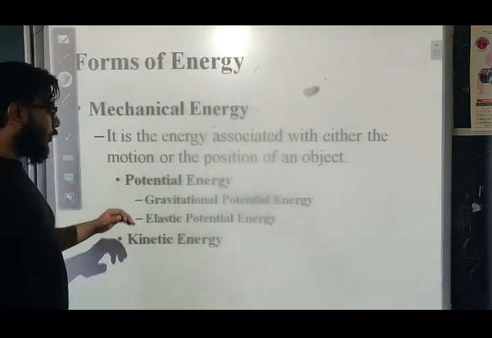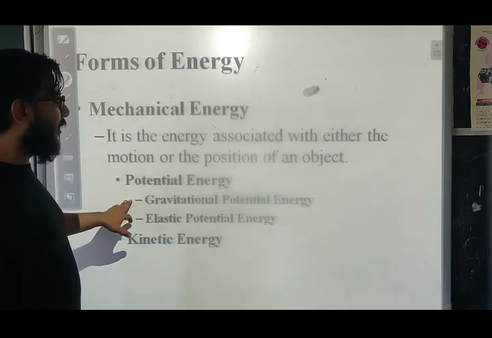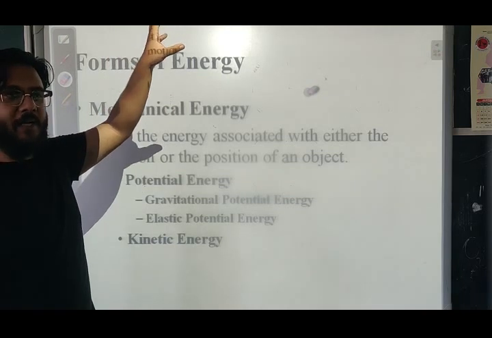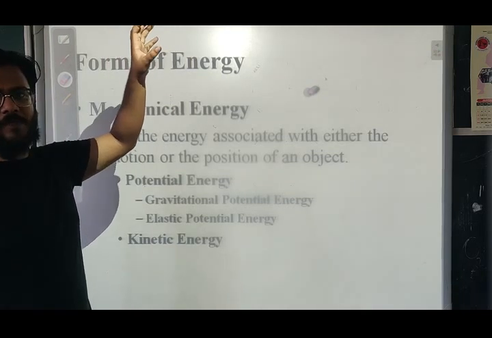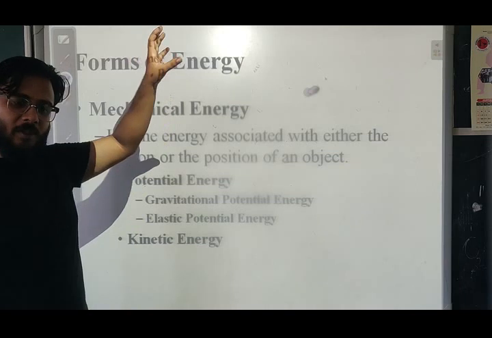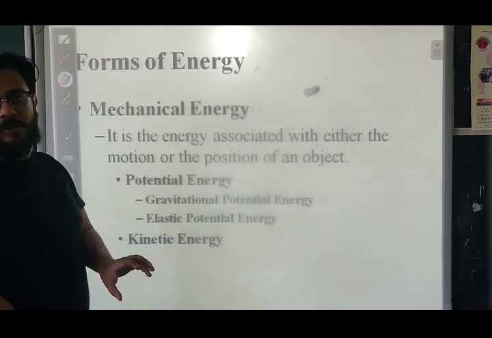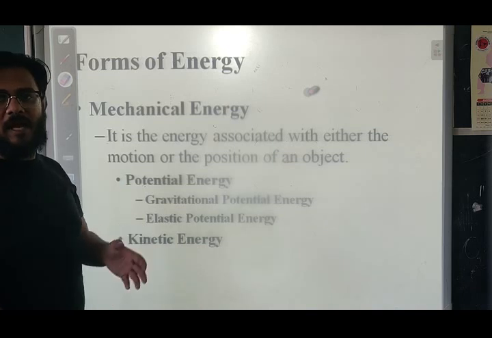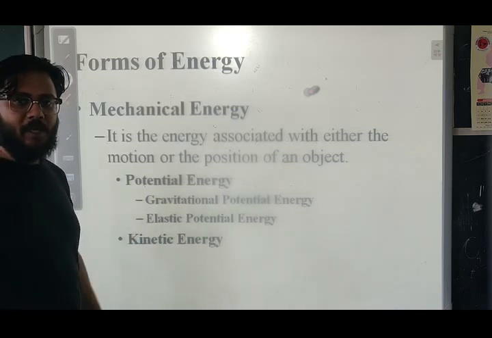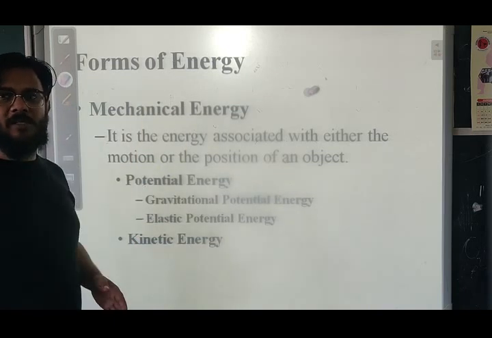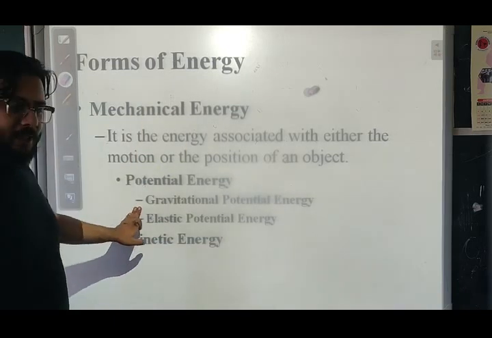There are two types of potential energy. The first is gravitational potential energy, which is defined by the placement of the object. If it is further away from the surface, then it has high potential energy. If it is closer to the surface compared to the previous one, it will have low potential energy. So the height determines how much potential energy it has in the first case.